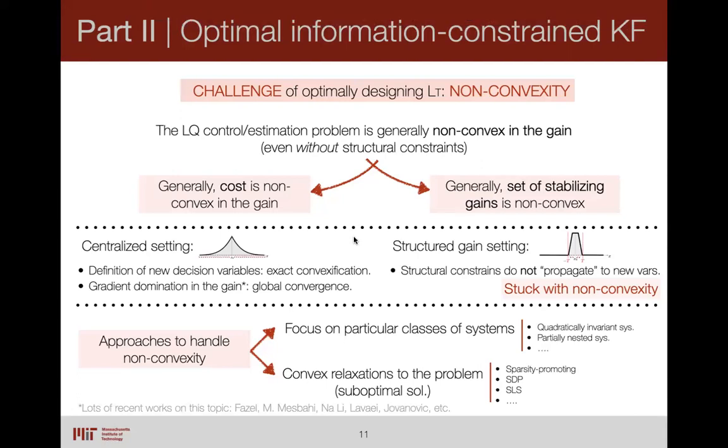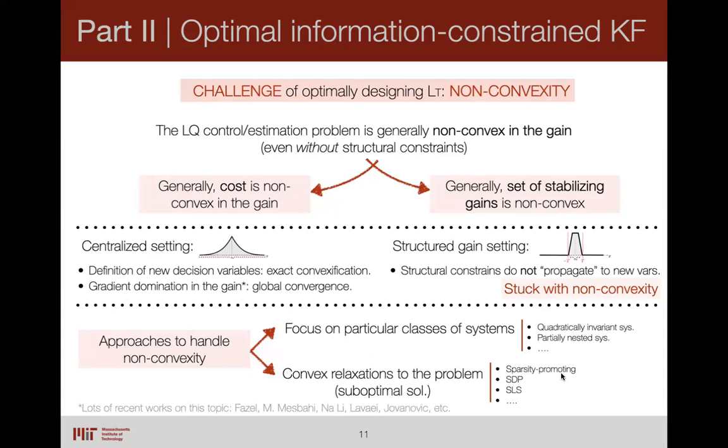The other approach is, okay, we understand this problem is non-convex, we accept it, and we just define convex relaxations. The idea is that you define some relaxation of the problem in which you obtain a gain that satisfies whatever structure you want and is stabilizing, but in general will not be globally optimal for your original problem. There are several approaches that have been suggested in this regard. So for example, sparsity promoting optimal control.